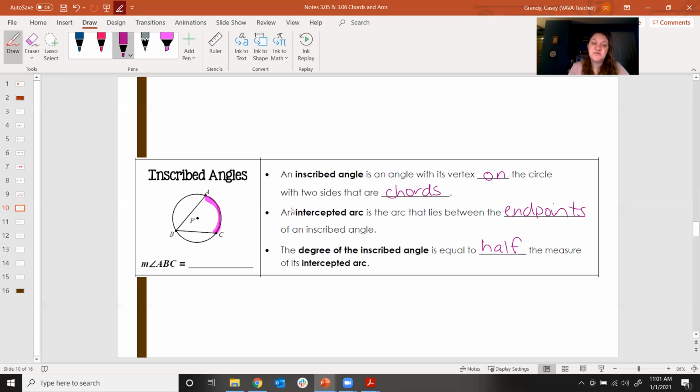So this is a little different than a central angle, because in a central angle, the measure of the arc was equal to the angle, and in an inscribed angle, the angle is half the measure of the arc. So for angle ABC, its measure will be half of whatever the measure of AC is. So if I tell you the measure of AC is 50, well, then you know the measure of angle B is 25. If I tell you the measure of angle B is 50, then you know the measure of arc AC is 100.